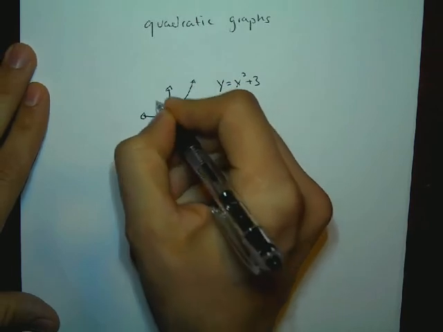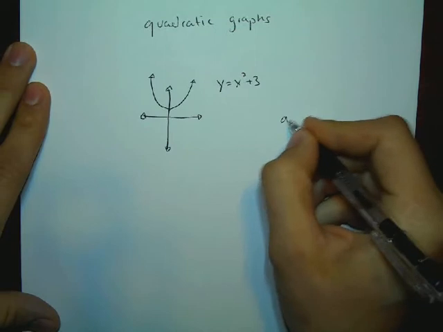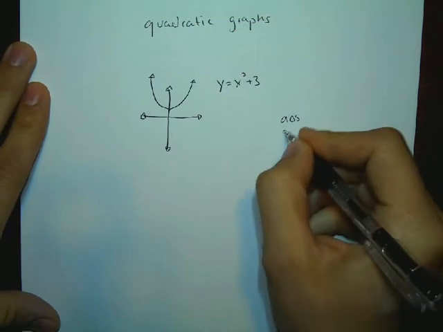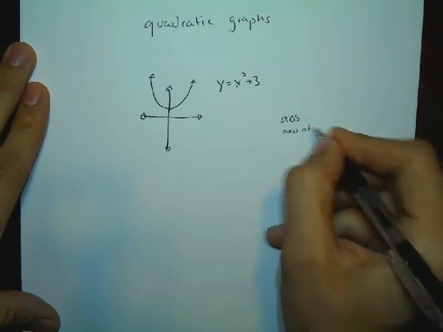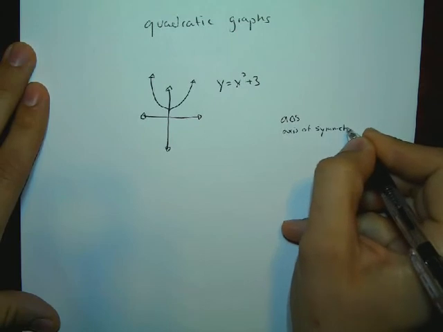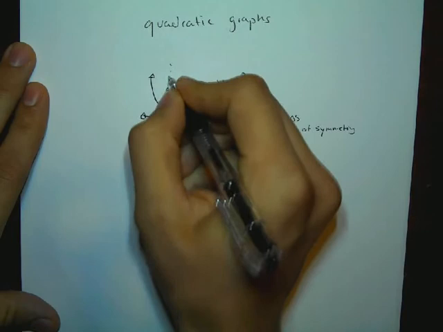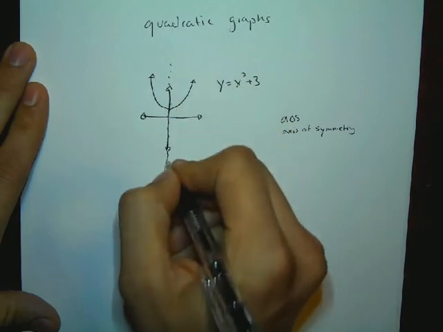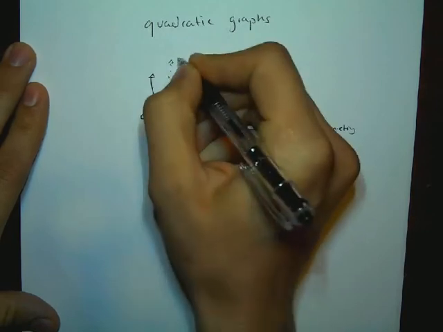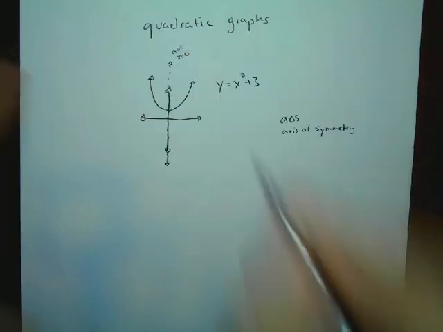It's going to have a few pieces you need to know about. The first is the AOS. This is the axis of symmetry, and it's going to be the line that divides the parabola in half. This is the parabola. This is the axis of symmetry. In this case, it's the y-axis. So x equals 0 is going to be the AOS, the axis of symmetry.